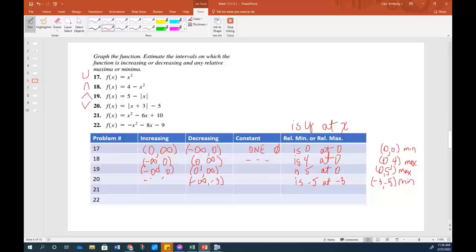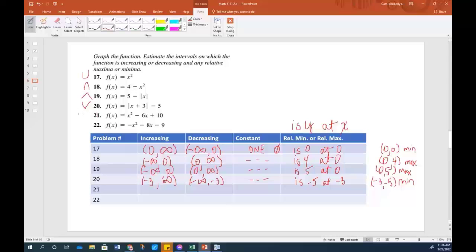And then I turned and increased from the x value of -3 to infinity. And once again, neither one of these has a constant area. There are cases where it's straight across, and that's just not as common. It can happen, but it's not as common.